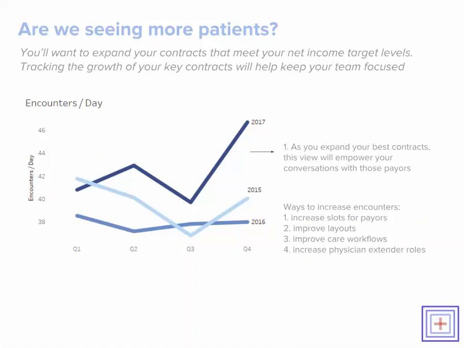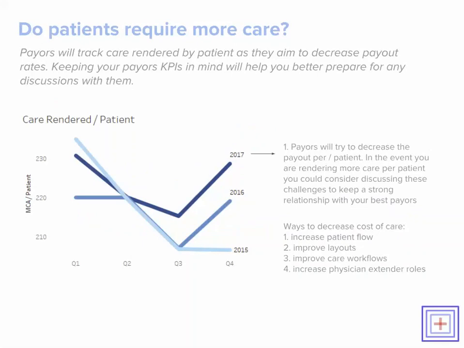You want to improve the layouts of your facilities to increase the amount of patients you can see per day. Improve your care workflow so that you can see patients quicker and get them through your facility quicker. And then increase your physician extender roles. And the idea here is you want to build a team around your physicians so that you can see more and more people throughout the day.